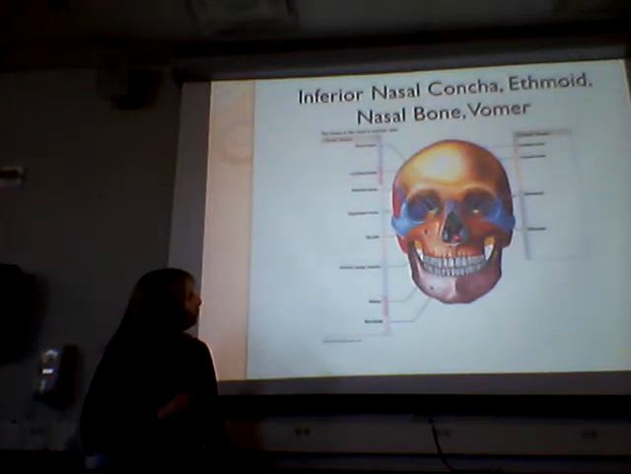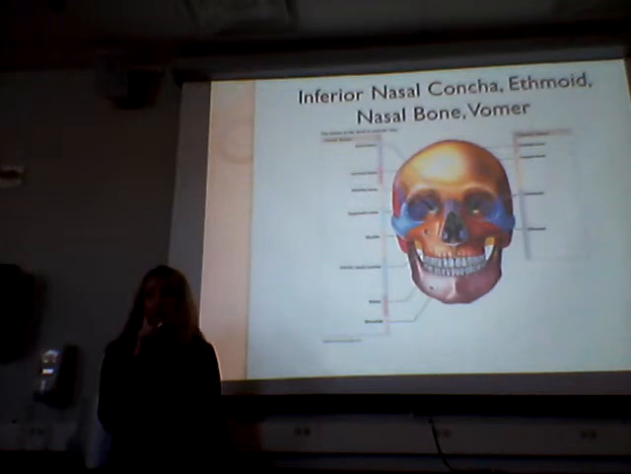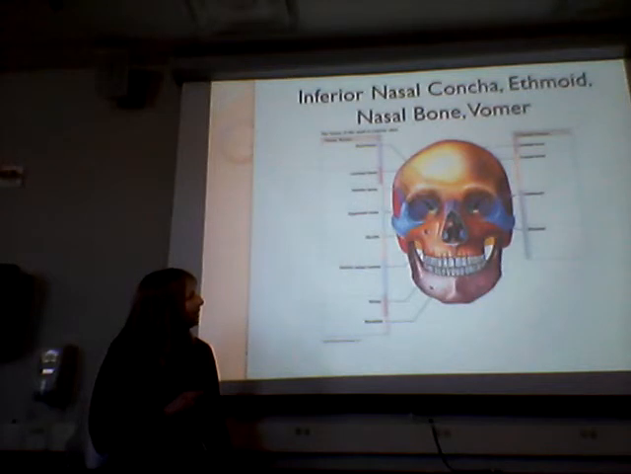Like your vomer and your perpendicular plate of the ethmoid, and that's what keeps you from going back and forth. You've got to stay on your own side. Then we've got the inferior nasal concha, then we get up to the middle nasal concha. Oh, we forgot the nasal bones. Those are going to be on the outside.